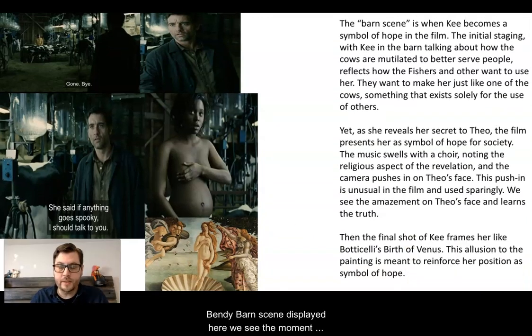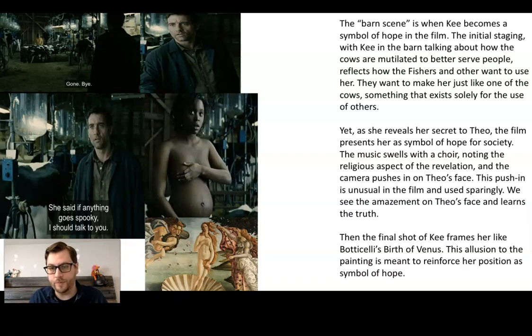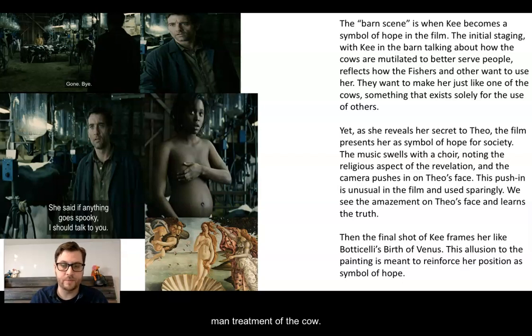In the barn scene displayed here, we see the moment when Key fully becomes a symbol of hope in the film. The initial staging of Key in the barn, surrounded by the cows, her talking about how the cows are mutilated to better serve people, reflects how the Fishers and others want to use her. Remember, she talks about how the cows have their teats cut off to better fit the machine to get milk, as opposed to the machine reflecting a more humane treatment of the cows.